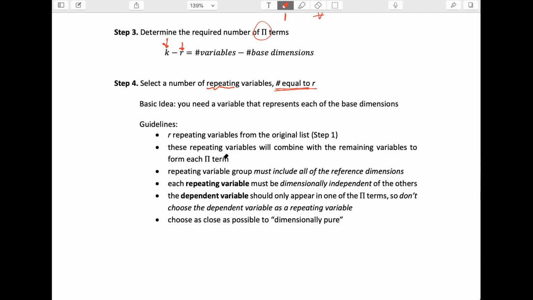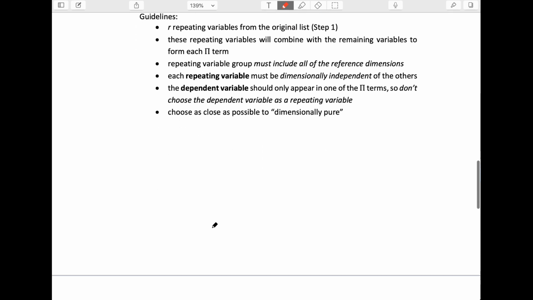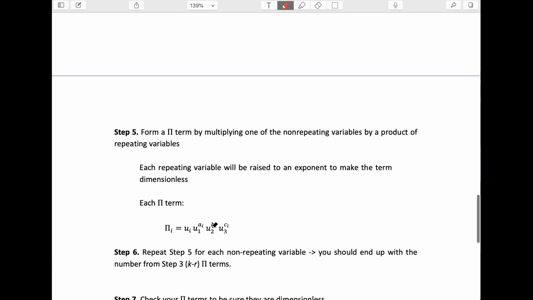And how's that going to work? Well, we want to make sure that of the variables we come up with, say that's 3 for r being 3, we want to include all the reference dimensions. So each variable is supposed to be dimensionally independent of all the others and appear in only one of the pi terms. And so the trick here is you don't want to use your dependent variable, the thing you're most interested in, as the repeating variable. And we want these things to be as close as possible to dimensionally pure. We'll use these guidelines in the next video to really unpack this. So just bear with me here.